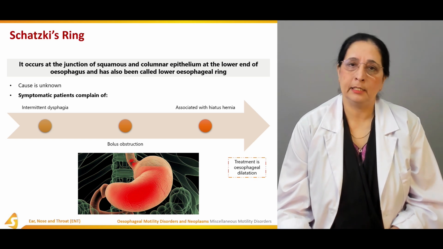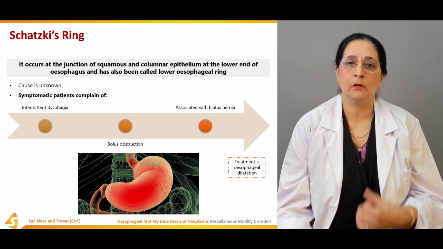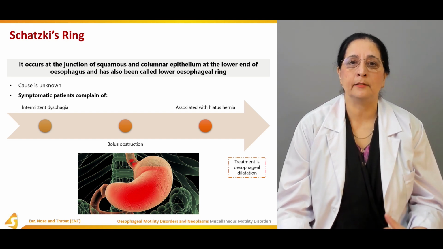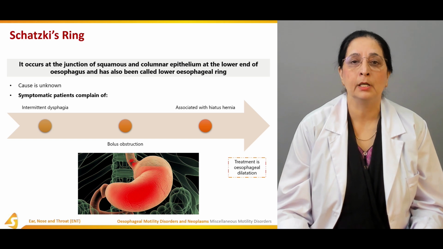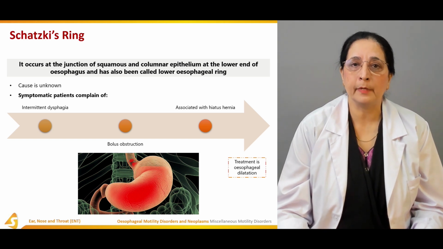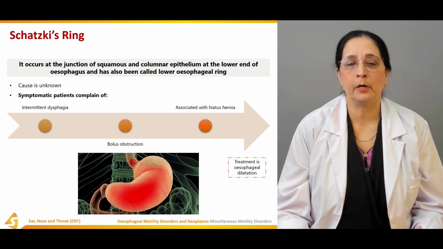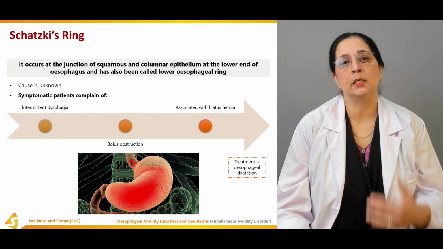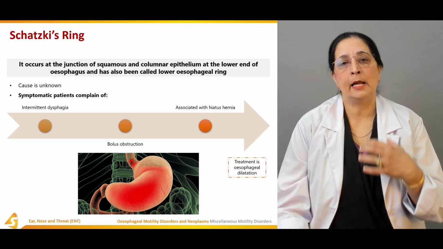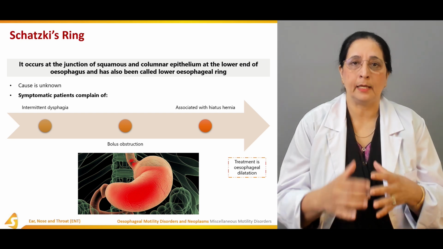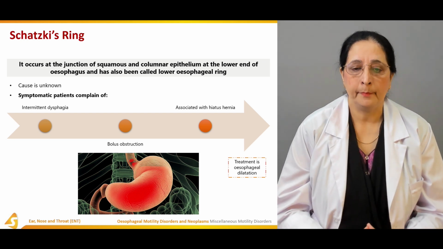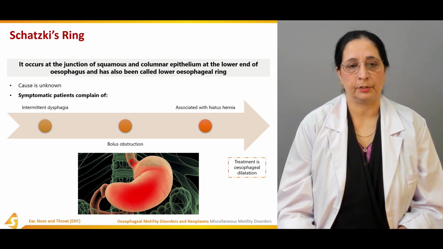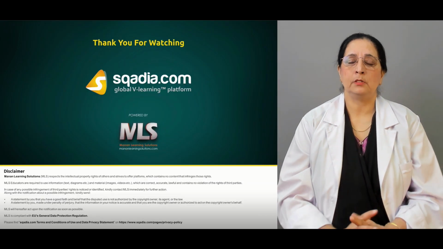Treatment is esophageal dilation because of the narrowing of the esophagus as a result of the ring formation at the squamo-columnar junction, which is the lower part of the esophagus. Dilatation of the esophagus is performed so that the obstruction is relieved, and then the food can easily pass through. So that was section 4.